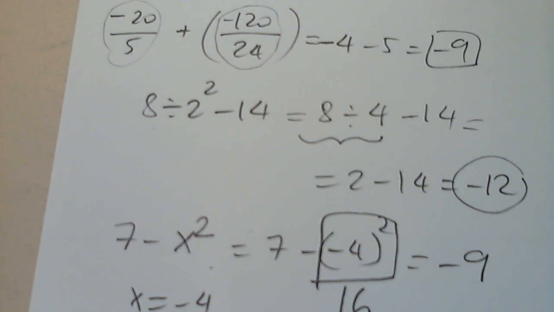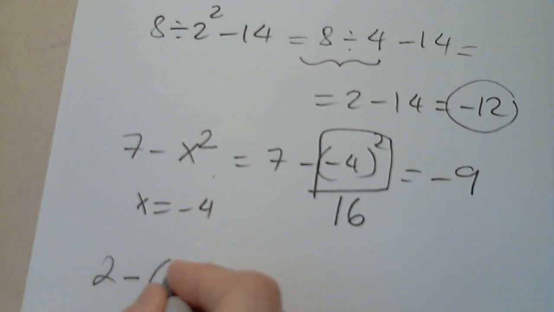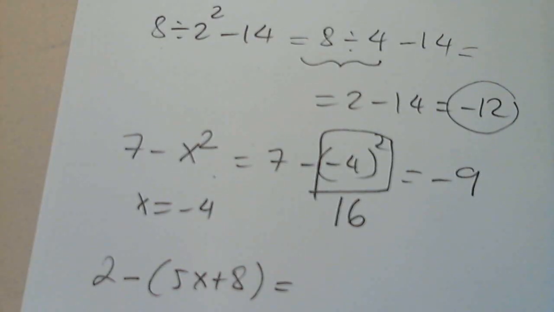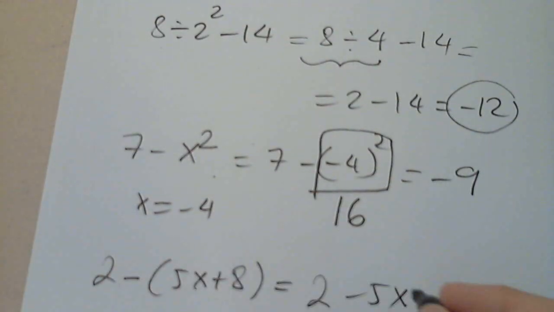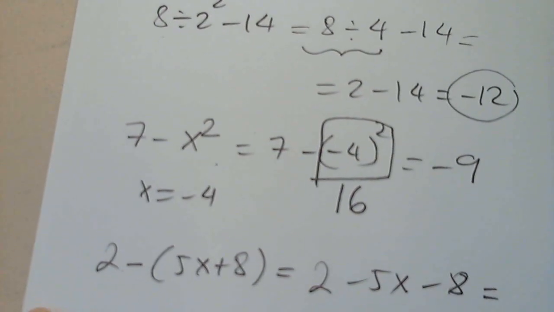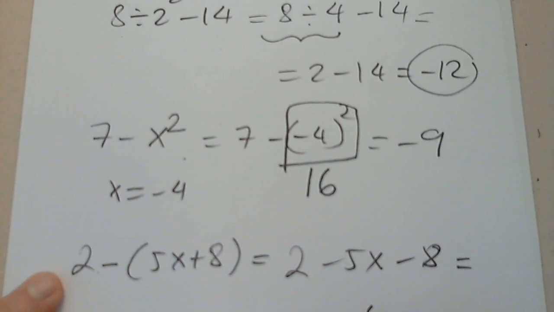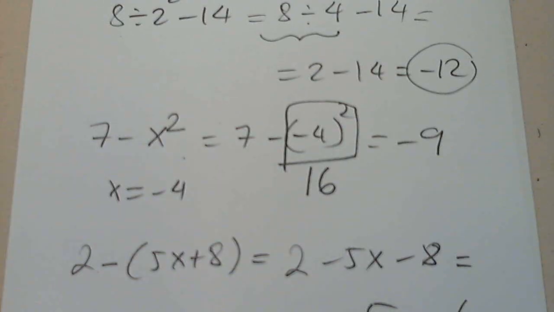Okay, here we have to be careful because we need to distribute the negative sign to both terms. 2 minus 5x minus 8. Always present everything in descending order. Negative 5x first. 2 minus 8 is negative 6. And that's the end of it. As you see, most problems are very, very simple. I hope you agree.